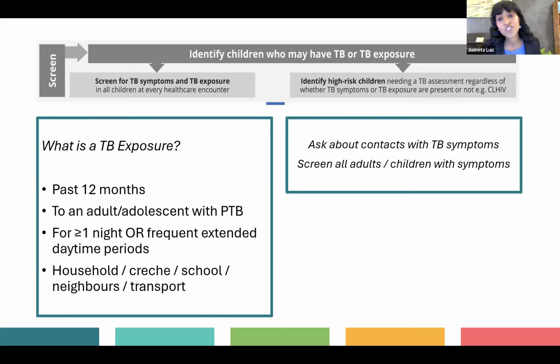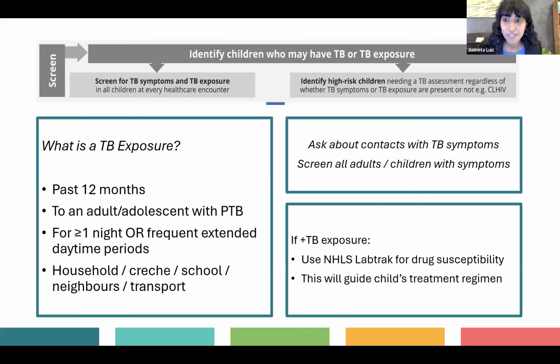Another important question to ask is, are there any contacts that have TB symptoms that need to be screened? And we should go out and make an effort to screen them. And then on top of that, it's not enough just to say plus TB contact in the notes and move on, but to take the name and surname of the patient that they're exposed to and use LabTrack, when it's working, to look for drug susceptibility. And this will really guide your child's treatment regimen.